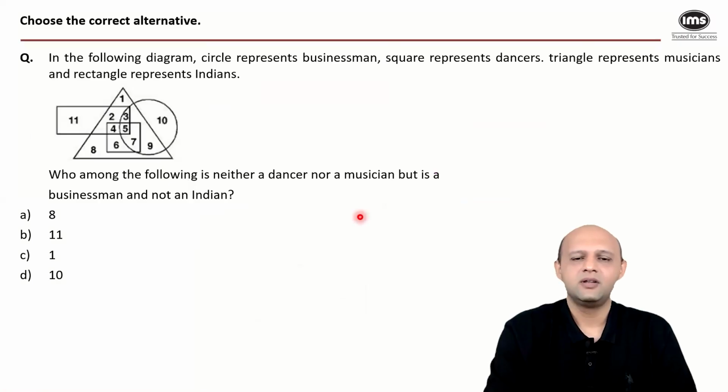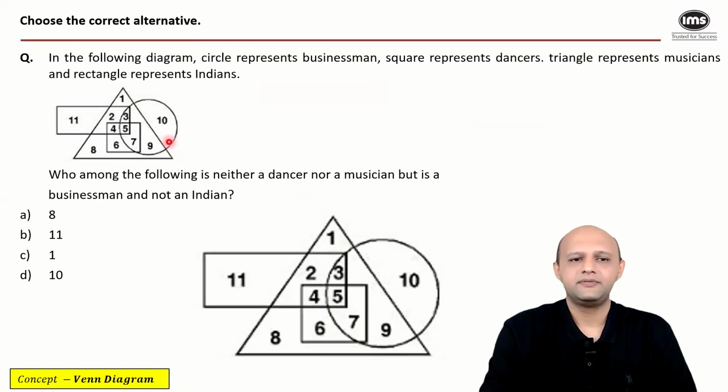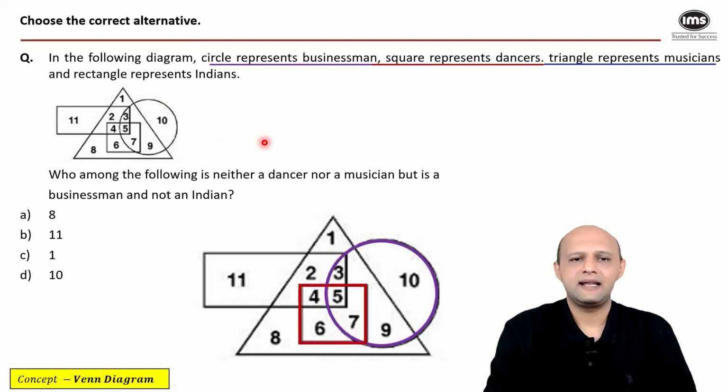Next up is a question on Venn diagram. In the following diagram, we've just drawn an enlarged version for us to view this better. The circle represents businessman, a very straightforward question, orally solvable. Square represents dancers. Triangle represents musicians. And rectangle represents Indians.